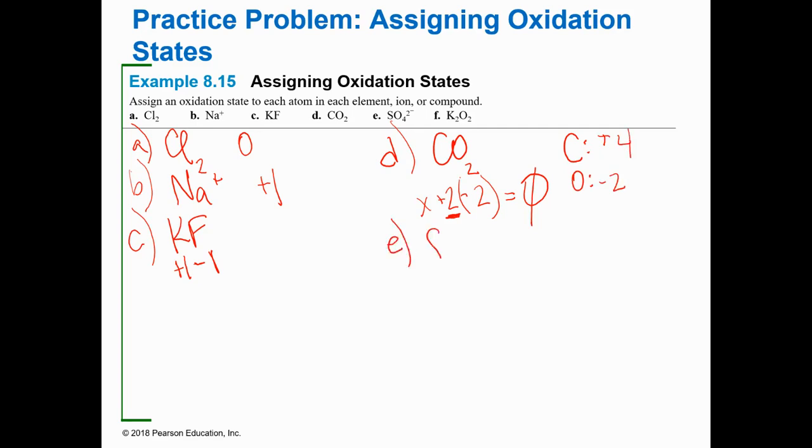For E, again, we're going to have to set it equal to the sum. And this one does have this -2 charge. So we're looking at X because I do not know sulfur. And I've got 4 oxygens. But this time it's equal to -2 because we show a charge. So if we see here, sulfur is going to be +6. Oxygen is going to be -2.